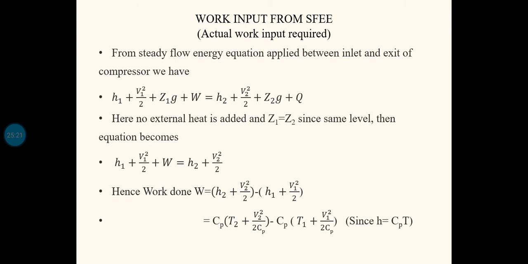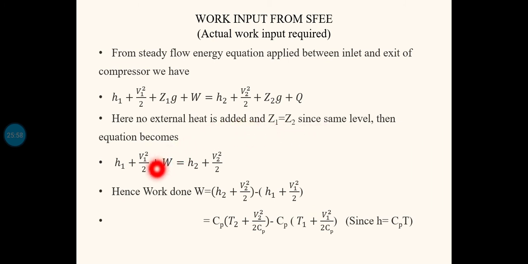Now from the steady flow energy equation applied between the inlet and exit of the compressor, where 1 is the inlet and 2 is the exit, we have H1 plus V1 square by 2 plus Z1 g plus W equal to H2 plus V2 square by 2 plus Z2 g plus Q. This equation you study in thermodynamics, the steady flow energy equation for an open system. Here W is the work component and Q is the heat component. No external heat is added, so this term vanishes, and if inlet and exit are almost on the same level, Z1 equals Z2, so these two terms vanish.